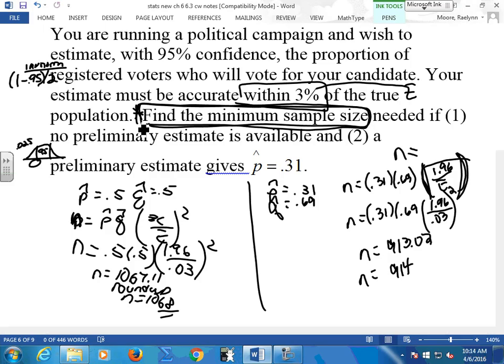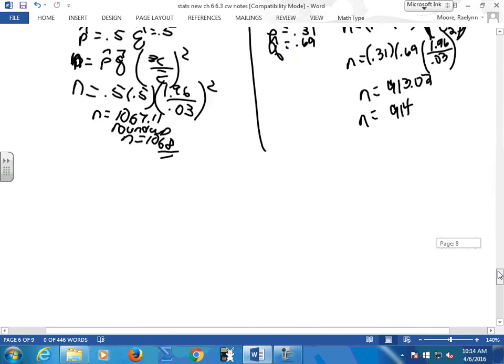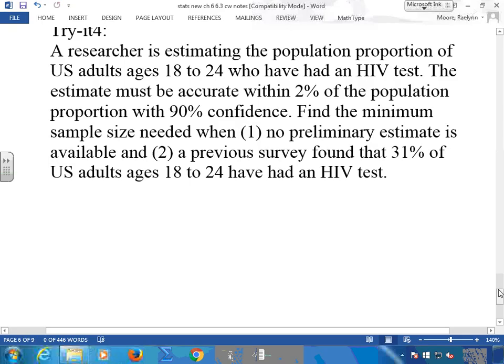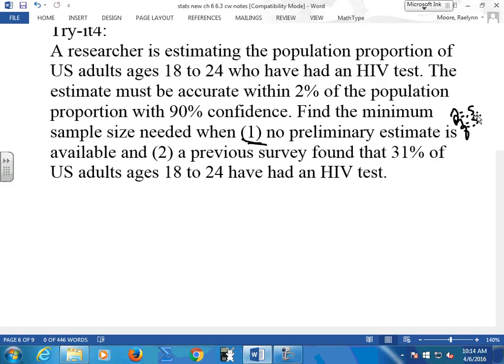Okay? All right, so you guys are going to try this next one. You are going to try it yourself. And look what it's asking you to do. Do it 2 times. This is when you don't know. This is when your preliminaries are here. Standard. And then this one, you found one preliminary study for 31%. They use 31% again. Must be accurate within 2%.